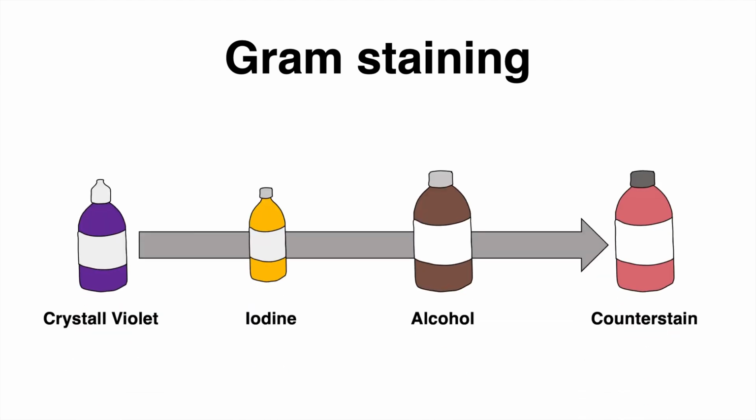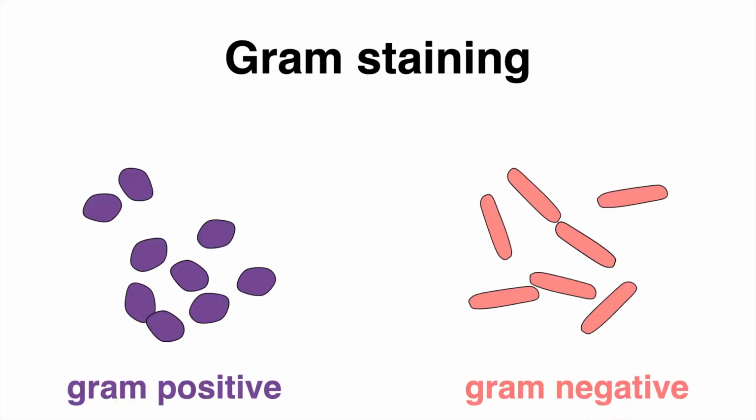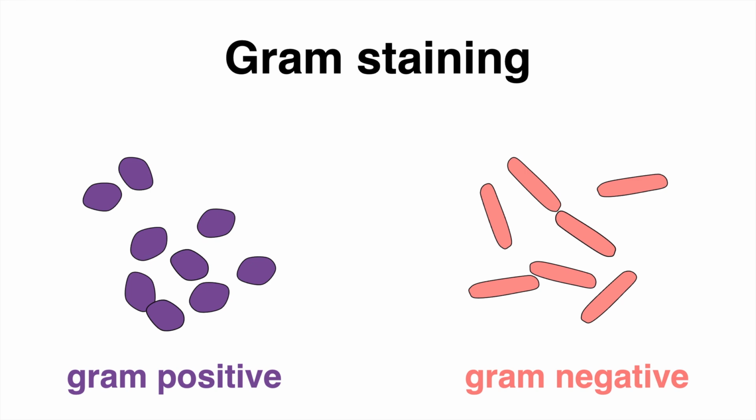Gram staining was published in 1884 and is based on a sequence of chemicals. Starting with using crystal violet, followed by an iodine treatment, washed out with alcohol, and finally counterstained. This procedure leads to gram-positives appearing purple and gram-negatives red or pink.